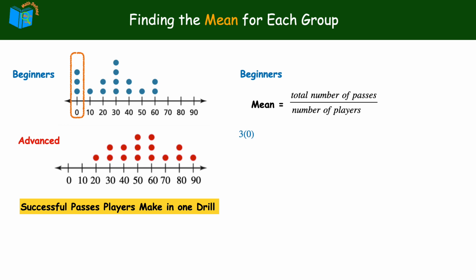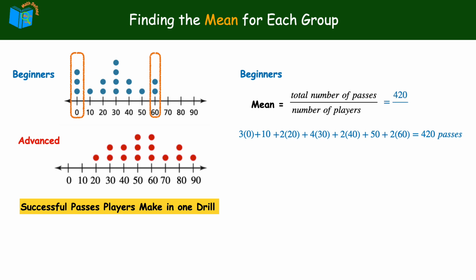Then I see 1 player with 10 passes, so that's 1 times 10, or just 10. We keep doing that, multiply the number of players by the number of passes at each value until we've accounted for all of the dots. When we multiply and add everything together, we get a total of 420 passes.